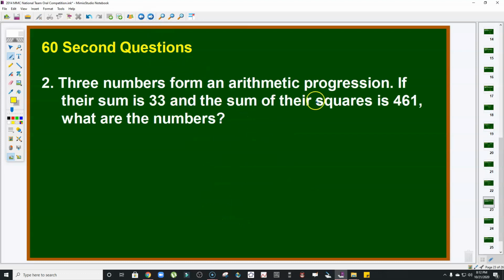Three numbers form an arithmetic progression. If their sum is 33 and the sum of their squares is 461, what are the numbers? Okay, so take note, 3 is an odd number. So therefore, we let the middle be, let's say, a. Then the third number is a plus d. The first number is a minus d. Alright? So now, since the sum is 33, we can cancel the common difference, right? So therefore, a, which is the middle number, is 11. Right? So a is 11.